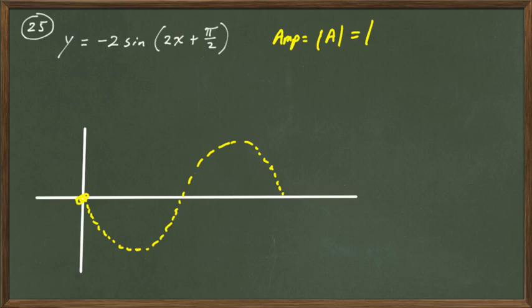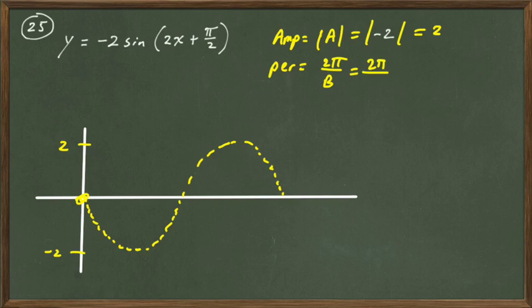The amplitude is the absolute value of A. So what would that be? The absolute value of negative 2. So that makes the amplitude 2. So it goes 2 and negative 2. The period is 2 pi over B. Remember, it is A sine BX, so the B is a 2. That makes the period pi. So that's pi, that's half pi, that's 1/4 pi, that's 3/4 pi.